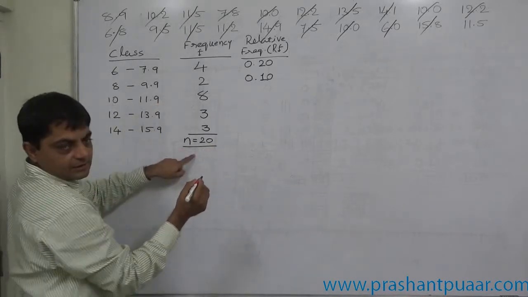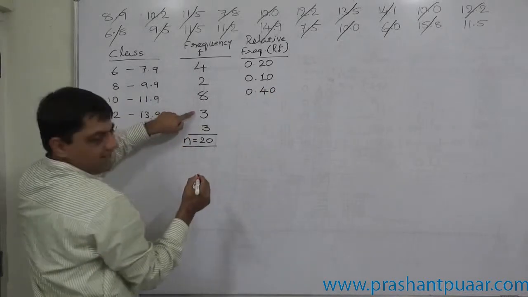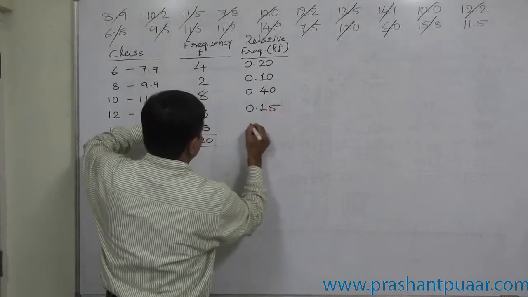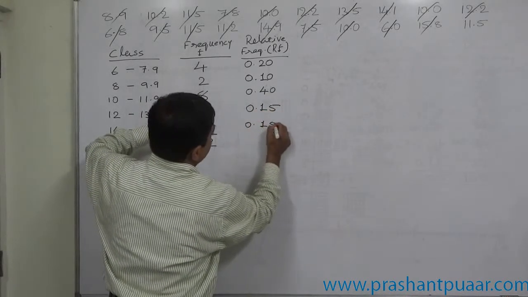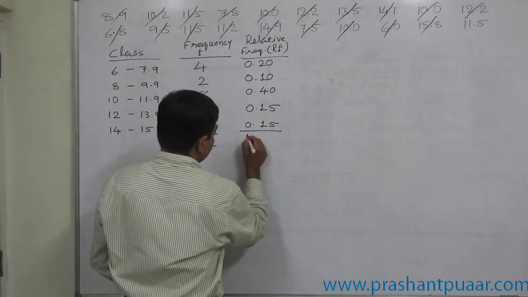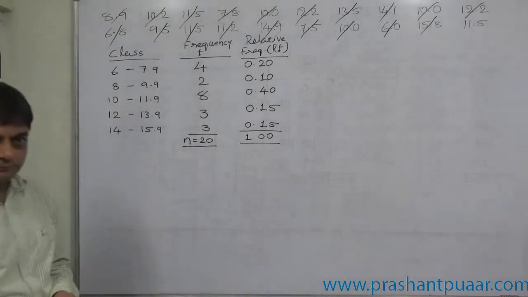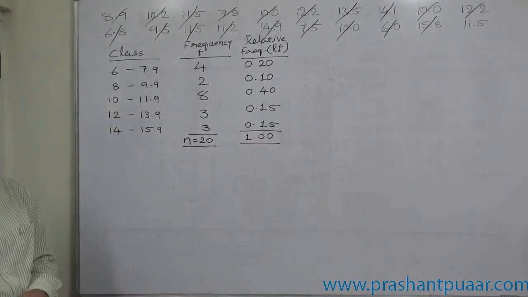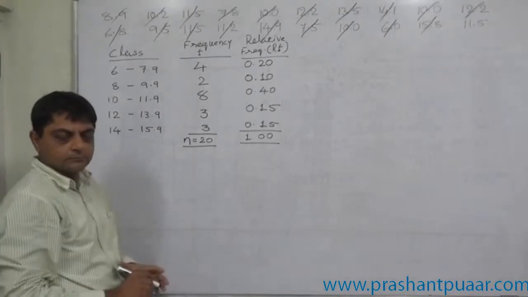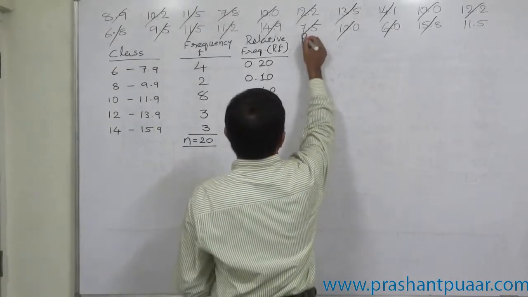8 divided by 20, 0.40. 3 divided by 20, 0.15. Again 0.15. The total should be 1. 20 divided by 20. Clear? Okay, next is percent frequency.